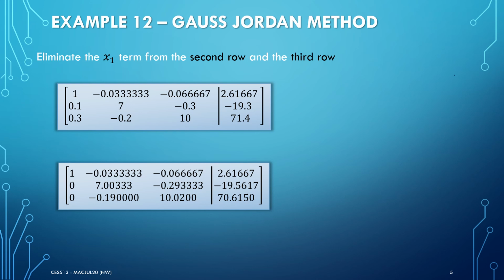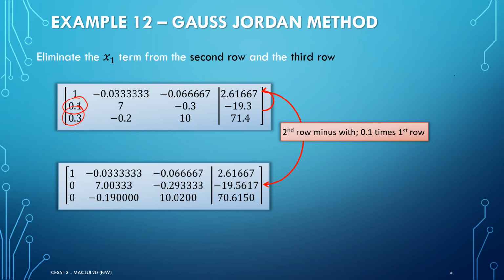Then the step continues with the elimination of the x1 term from the second row and the third row. This can be done by subtracting the first row times 0.1 from the second row, and then it will get the new value for the second row. Then continue with the third row minus 0.3 times the first row to get the new value of the third row. Note that we have already eliminated the x1 term from the second row and the third row.